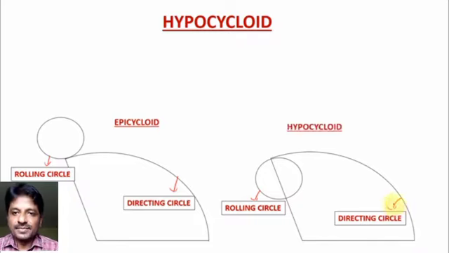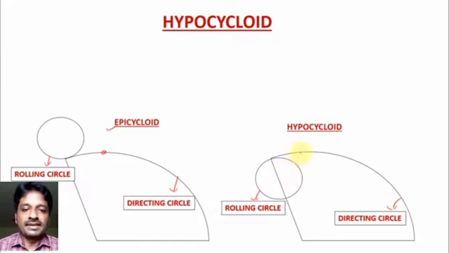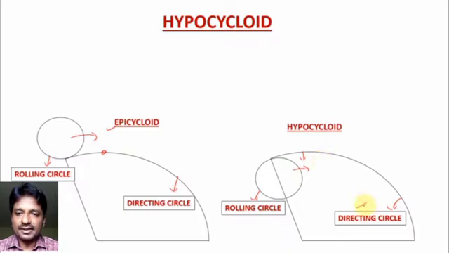The difference between the epicycloid and the hypocycloid is that in the epicycloid, the rolling circle will be on the outer side, but in the hypocycloid, the rolling circle is within the directing circle. Both procedures are exactly the same, the only difference is that it is rolling inside. Epi means outside, hypo means inside. So let's understand the question of hypocycloid first.